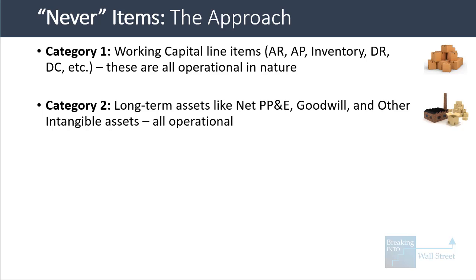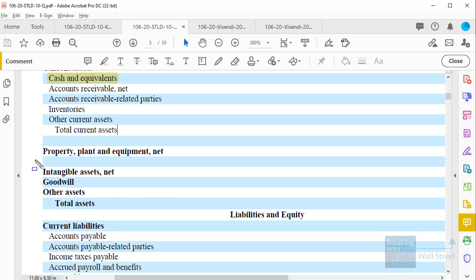Long-term assets like net PP&E, goodwill, other intangible assets, these are all considered operational, so you do not want to subtract these. Again, obviously a steel company needs factories to produce steel, so you can't just say that these are non-operational. Intangible assets and goodwill arise from previous acquisitions. If they still hold those acquired companies' assets, therefore, then these should also be considered operational and core to the business.